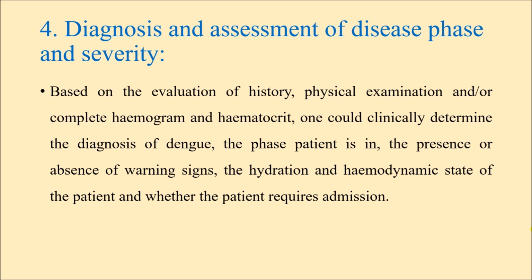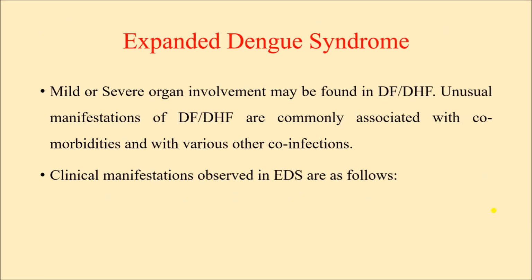Now, the management of dengue, including classical dengue fever, dengue hemorrhagic fever, dengue shock syndrome, will be discussed in details in our next video. But before we finish today's topic, we must discuss one more important thing, that is the expanded dengue syndrome. We said that because of plasma leakage, there is hypoperfusion in different major organs in our body. So that is why sometimes we can have mild or severe organ involvement, and that may lead to certain unusual manifestations. This is known as expanded dengue syndrome.